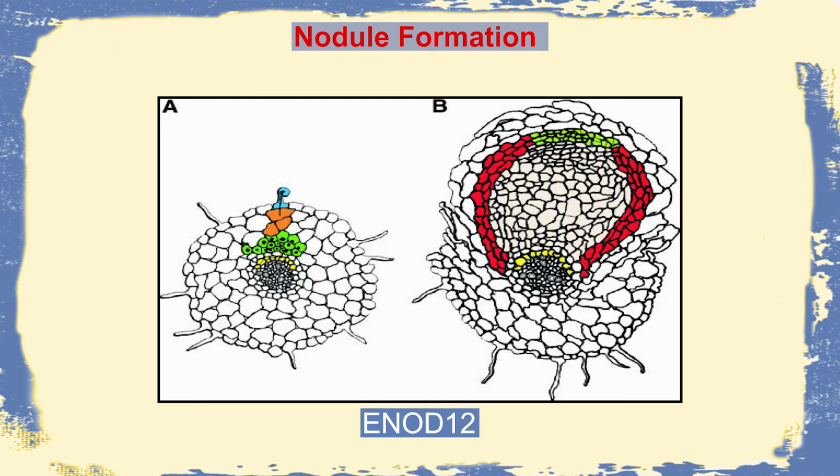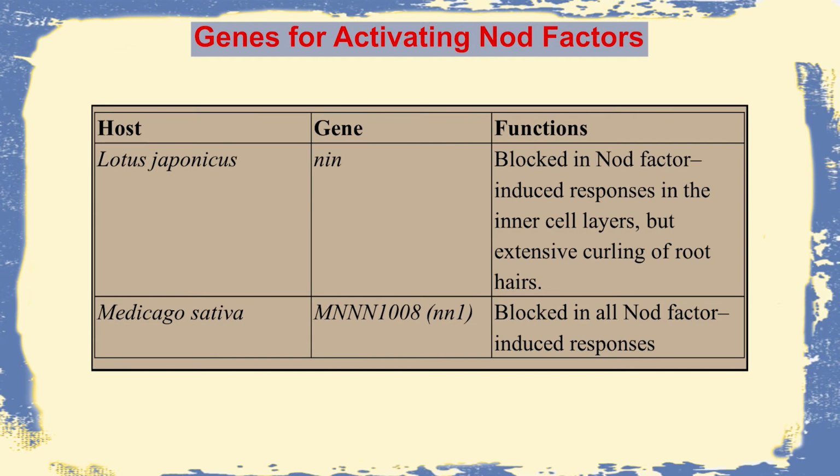And finally, there will be expression of the ENOD12 and there will be maturation of the nodule, and the process gradually becomes mature. Now, there are different genes which are responsible for nitrogen fixation or induction of nitrogen fixation in different host plants. Some of these major genes include, in Lotus japonicus, the NIN, which is actually inducing the curling of root hair. In Medicago sativa this is the MNN1008, which is actually helping in Nod factor initiation.